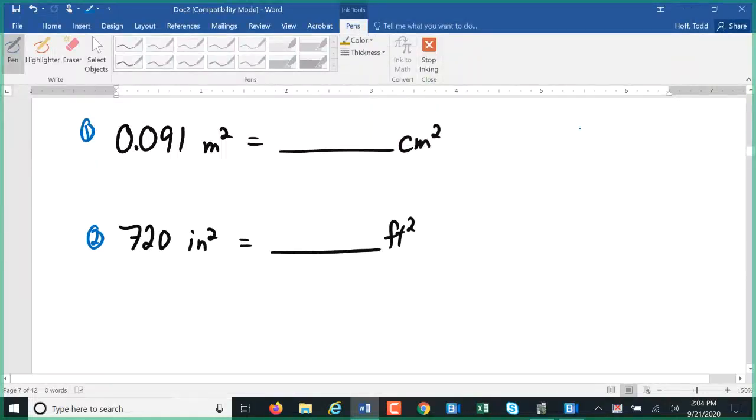So from meters squared to centimeters squared. On the chart, from meters to centimeters is 2 spots to the right. Since it's squared, each spot on the chart is 2 decimal places. So my decimal point has to go 4 spots. There are 1, 2, 3, and I have to add a 0 to go 4. 910 square centimeters.